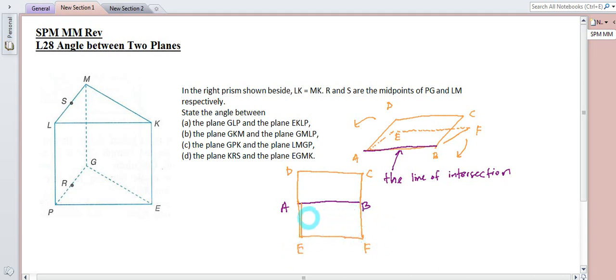So the angle between these two planes is actually very easy to determine. You see the straight line which is perpendicular to the line of intersection. You will have two straight lines here, perpendicular to the line of intersection, right? So the angle between the two planes is DAE or CBF.